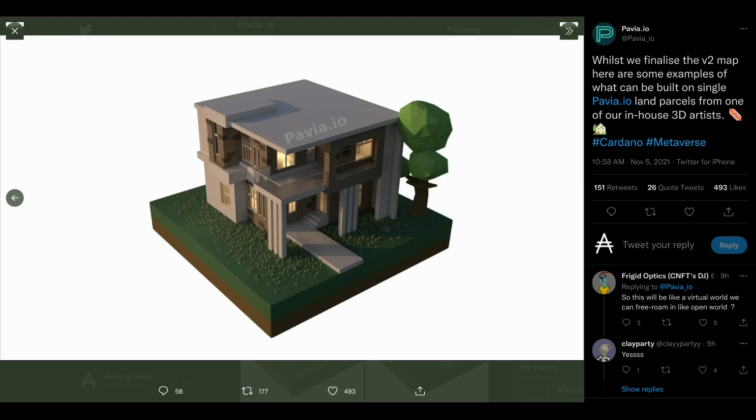Also, you should know with the V2 map that's coming out, there are going to be some predictable features like linked wallets. Also, what we're going to see is some image customization. I think this is going to be an ability for us to put JPEGs on our parcels in Pavia. But again, it's not out yet. We'll see what V2 actually looks like when it's here.